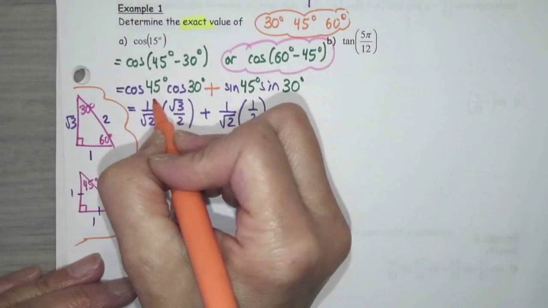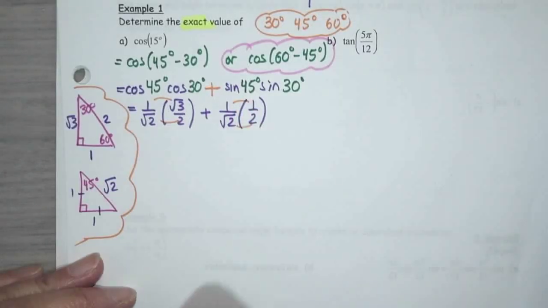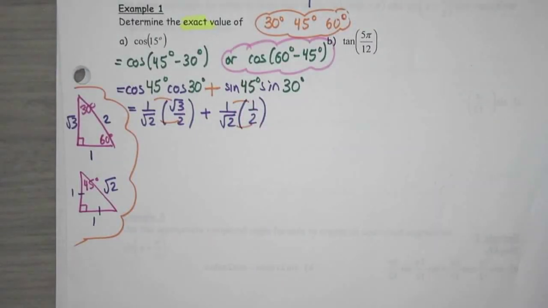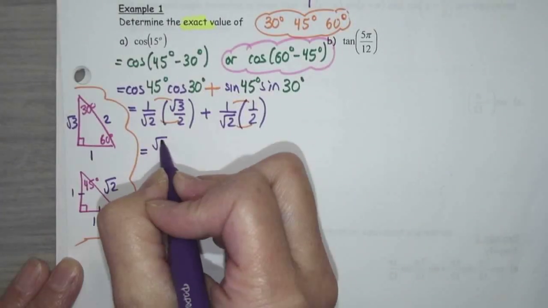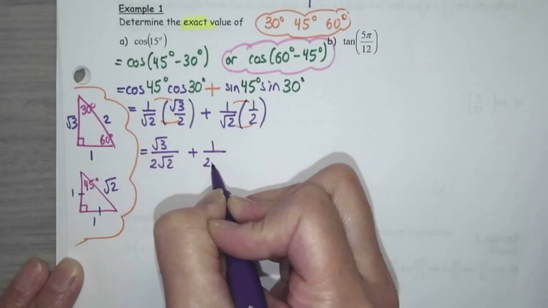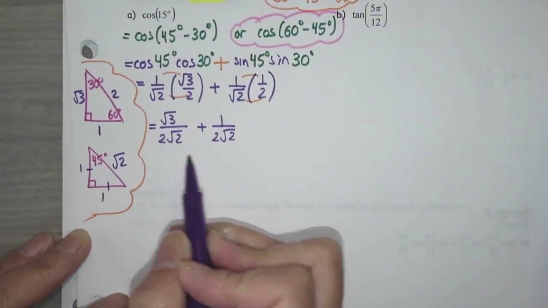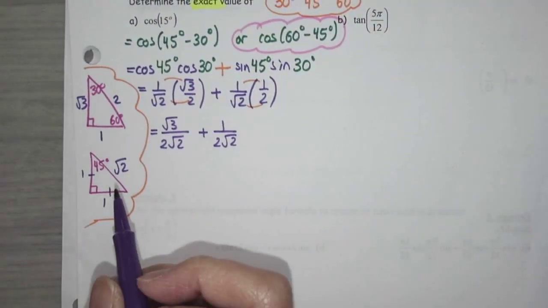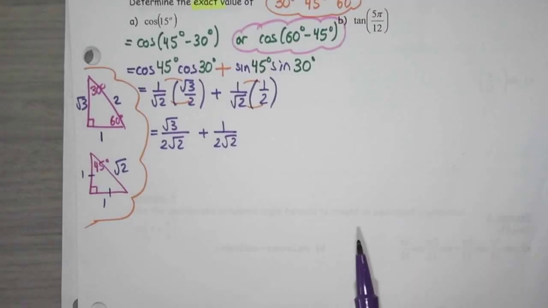Order of operations, so numerator times numerator, denominator times denominator. And this order may vary. So the order that you simplify it in might vary a little bit. I'm going to do root 3 over 2 root 2 plus 1 over 2 root 2. You can gather them together and then do rationalizing, or you can rationalize and then gather them together. Up to you, right? So the order here doesn't matter.